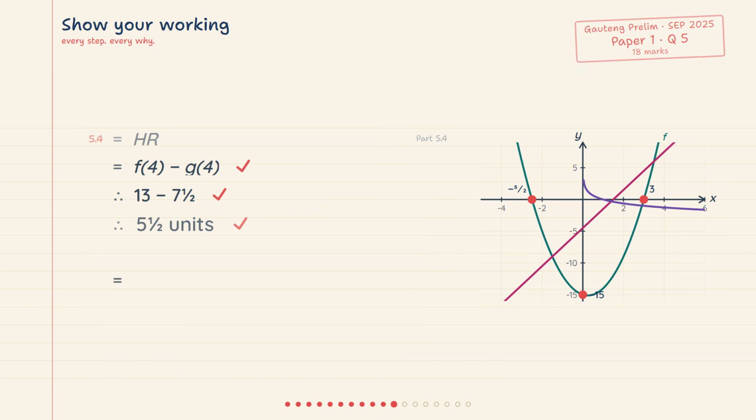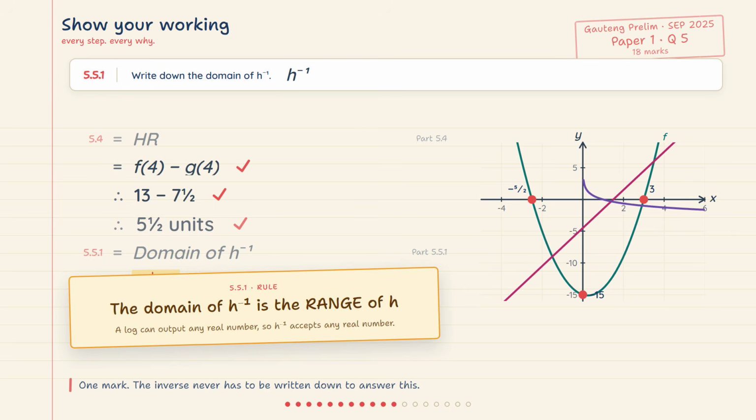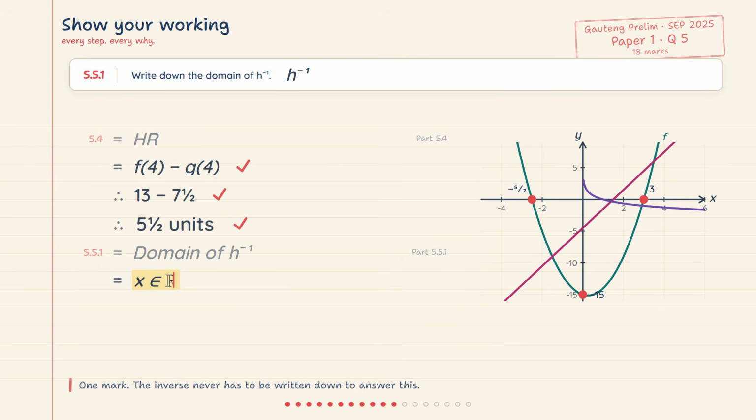An inverse swaps the two sets. What went in comes out, and what came out goes in. So the domain of H inverse is the range of H. A logarithm can produce any real number at all. Push x close enough to 0 and it runs off to infinity. So the range of H is all the reals, and that is the domain of the inverse.